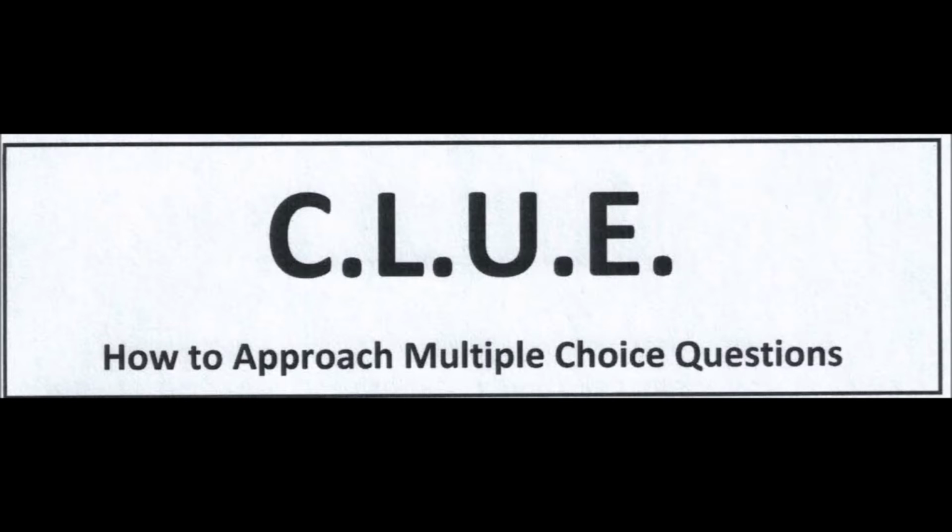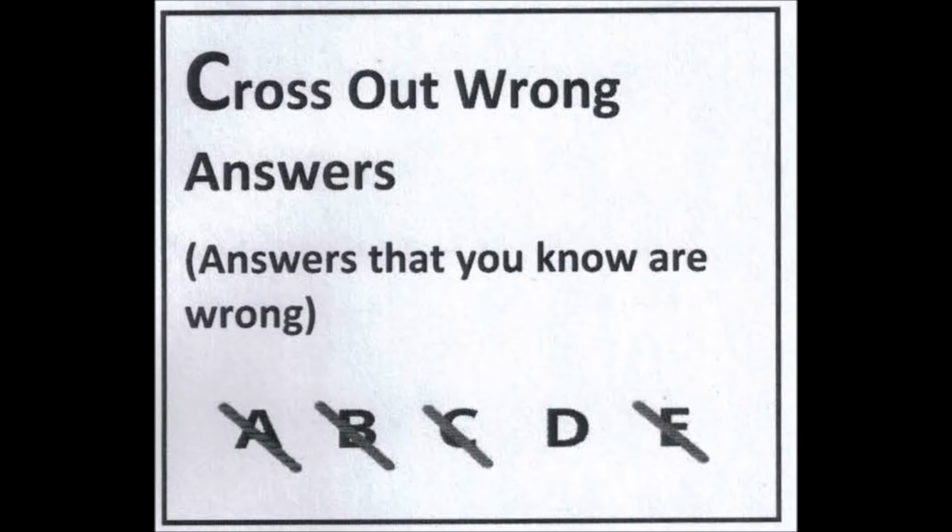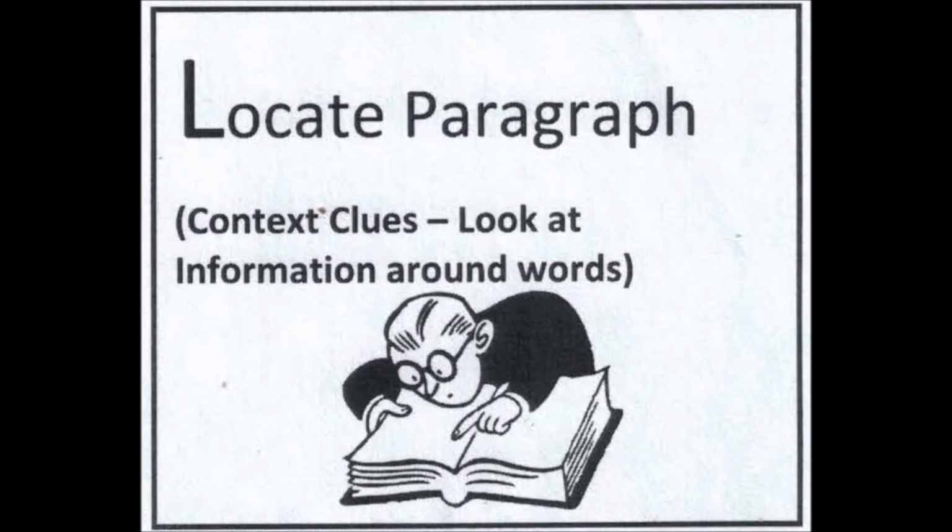Welcome back, ND. Let's recap what we did last session. We took a look at CLUE. CLUE is an acronym that helps you with multiple choice questions. You can find it on the very last page of your green book, page 33. C stands for cross out wrong answers. So the options that you know are immediately wrong or incorrect, you cross them out.